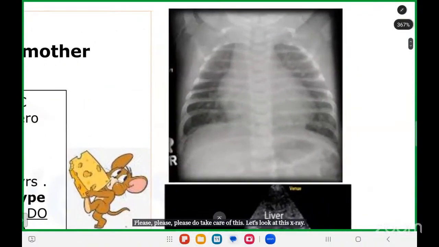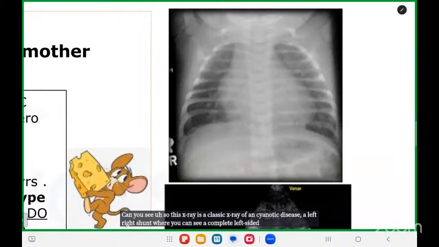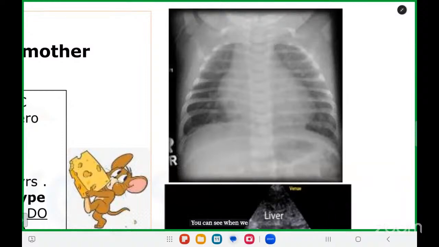Can you see? So this X-ray is a classic X-ray of an acyanotic disease, a left-right shunt, where you can see a complete left-sided chambers are enlarged. There is cardiomegaly, there's pulmonary plethora. When we deal with cyanotic heart diseases and pulmonary oligemia, you will see how black those lung fields are.